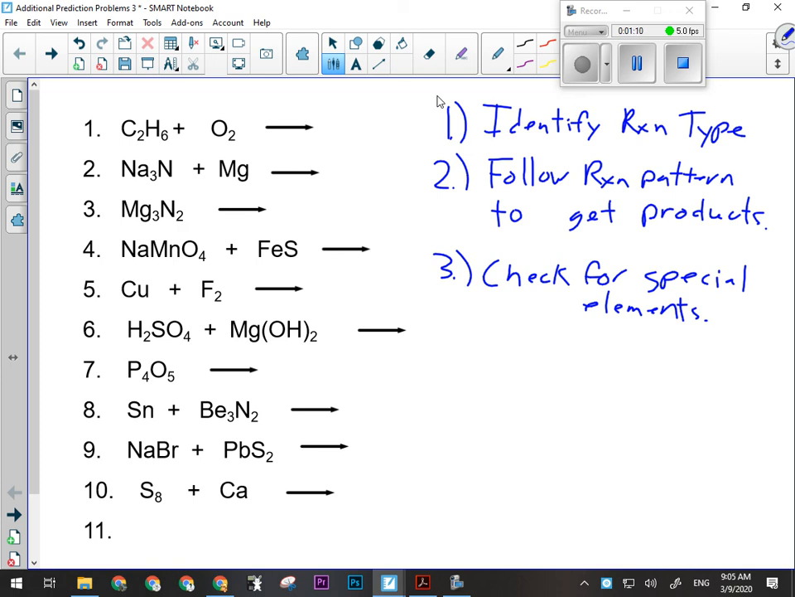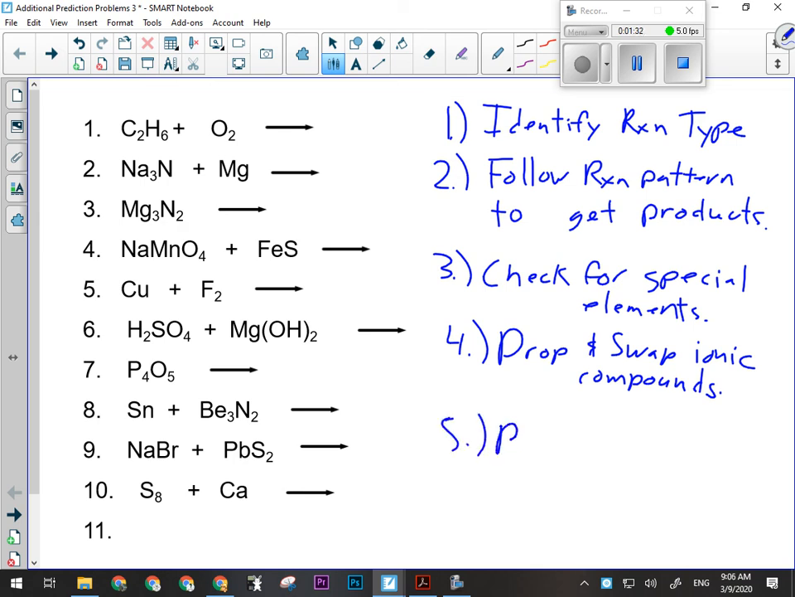Fourth step, drop and swap any ionic compounds. This is especially important in a synthesis reaction, a single replacement reaction, or a double replacement reaction. And the last step, balance the reaction. Those are our steps when we're predicting the products of a reaction. I'll give you a little bit of time to get ahead of me here, and we'll go through some of those.